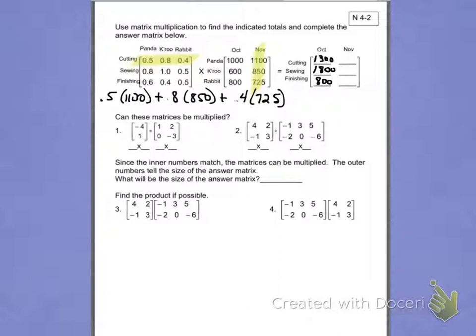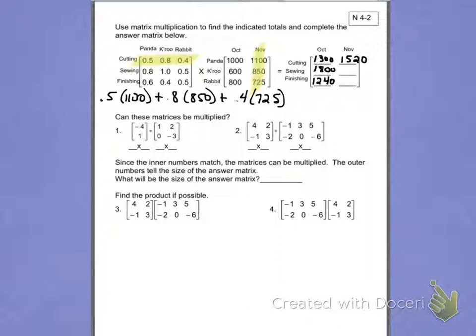And I had a mistake there. But this is going to give us 1520 for November. And this number, I don't know where I came up with 800. This number here should be 1240. So I have to apologize for that.